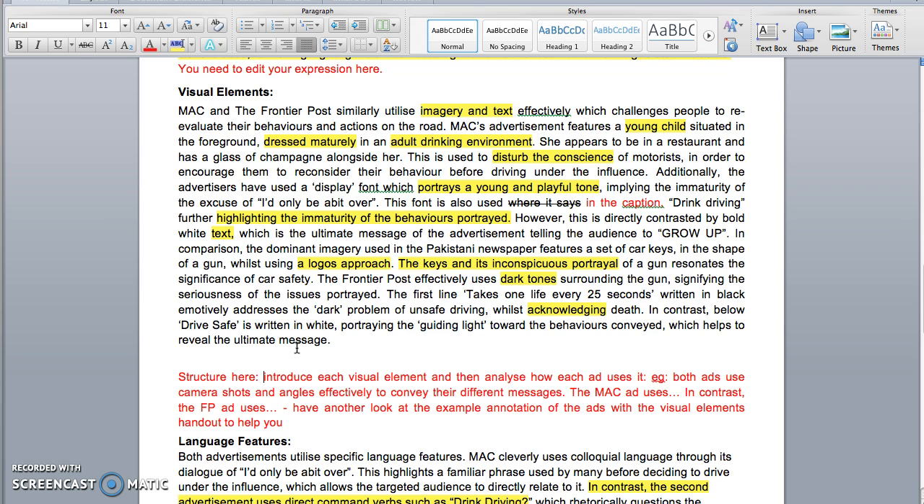So have another look at the example annotation of the ads, which is attached to the visual elements handout that you had. And weave your comparison throughout this paragraph. Make sure that you are using the correct technical terms. So when you say features a young child, well, the creators of the advertisement have used a child model.